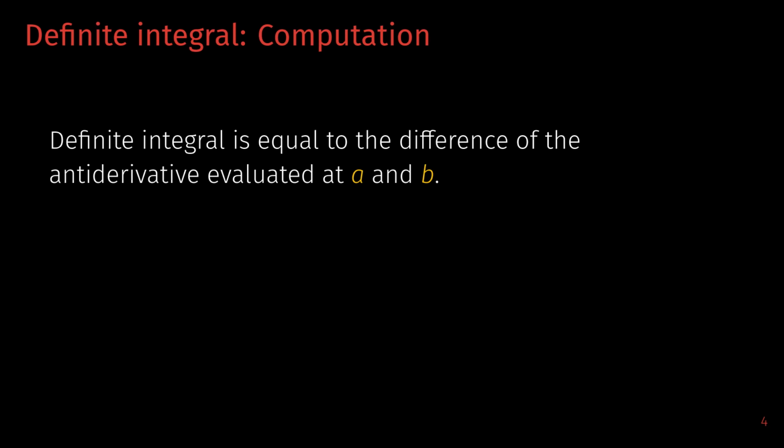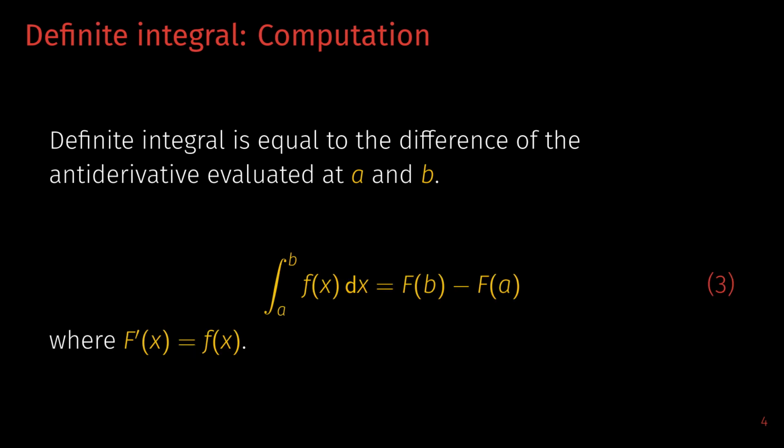We can compute the definite integral by considering the difference of the antiderivative evaluated at points a and b. Specifically, if we have a definite integral of our function f of x between a and b, then that definite integral is equal to the antiderivative of our function evaluated at b minus the antiderivative evaluated at a.